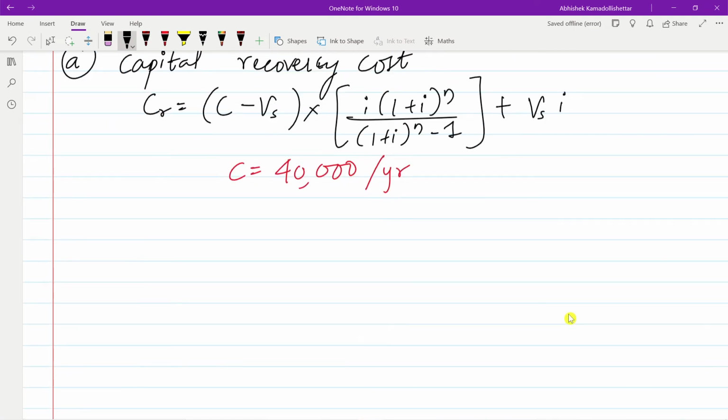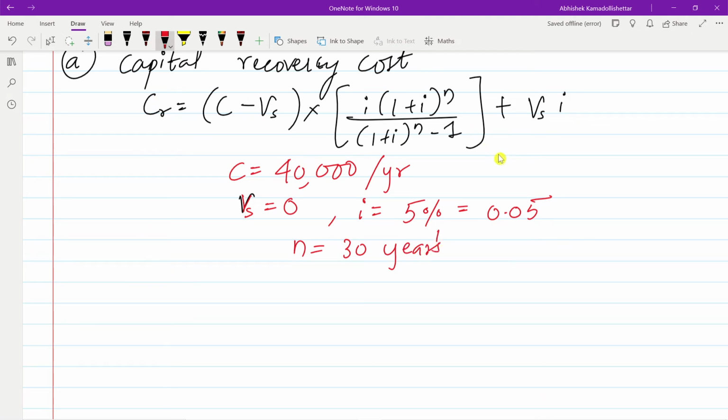The rate of interest is the same. Salvage value is not given to us, so we will take Vs equal to 0. And the rate of interest I is again the same thing, 5%, which is 0.05. N is 30 years. So let's start our calculation.